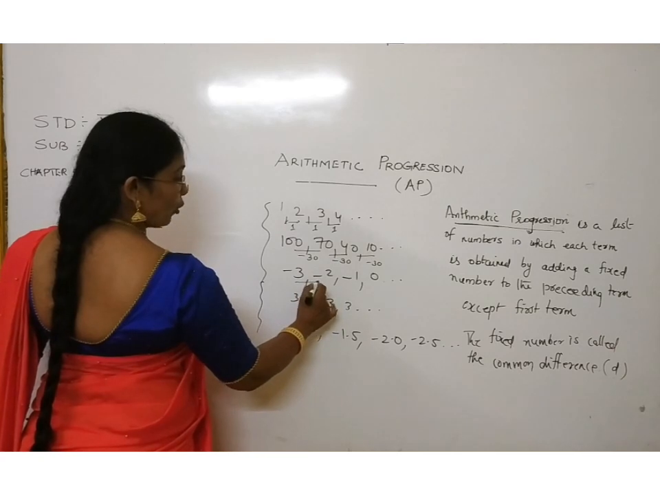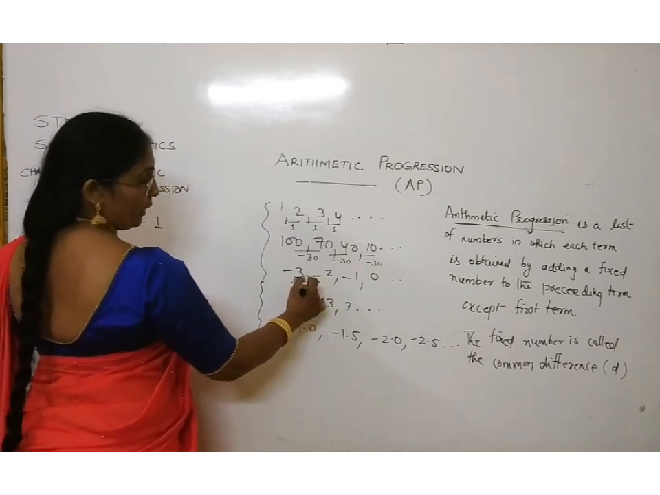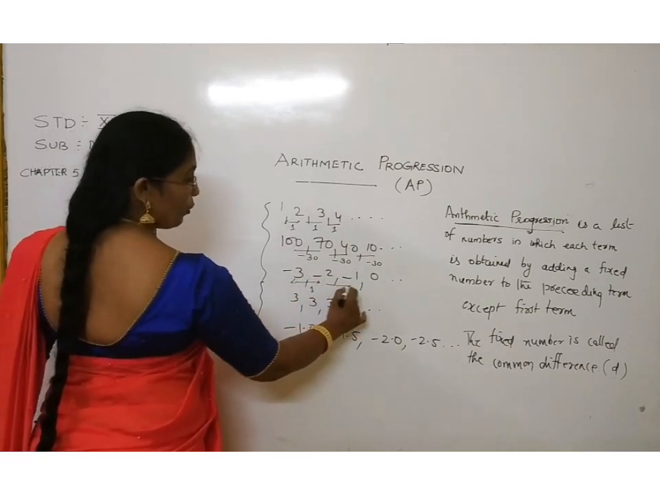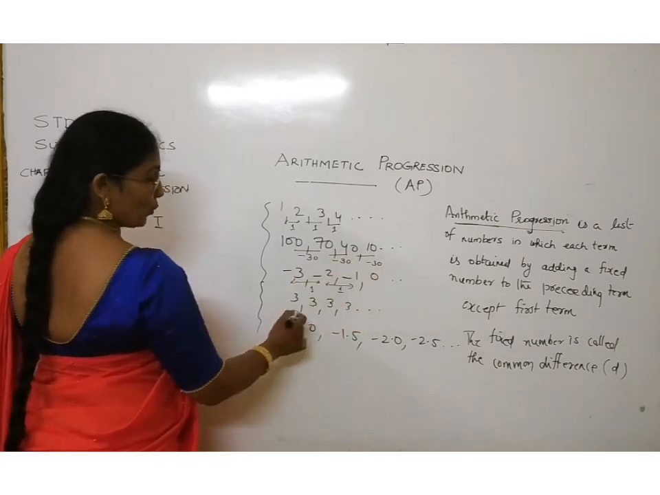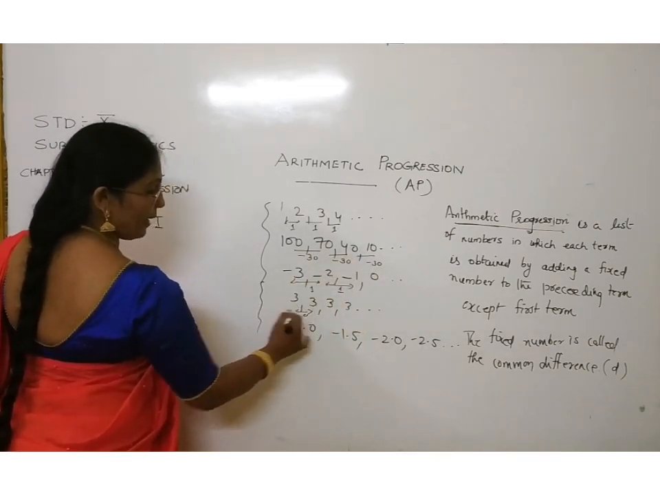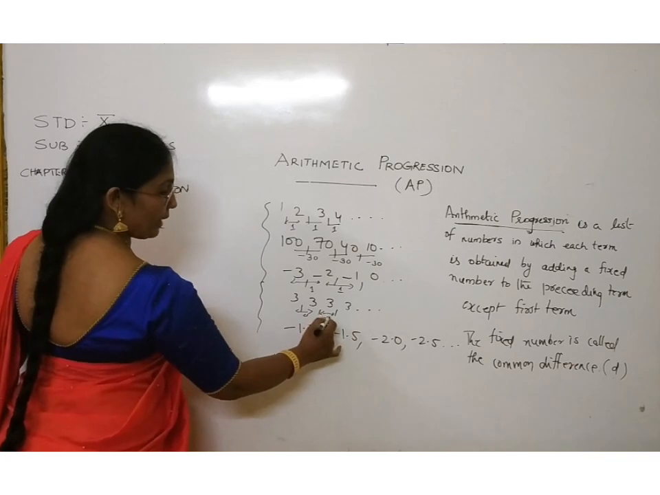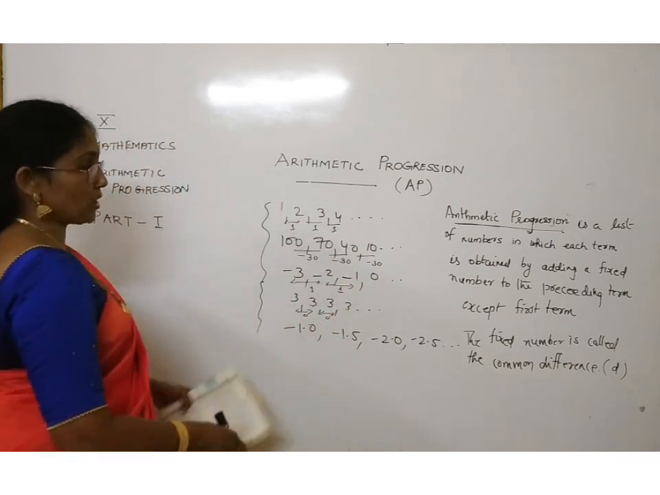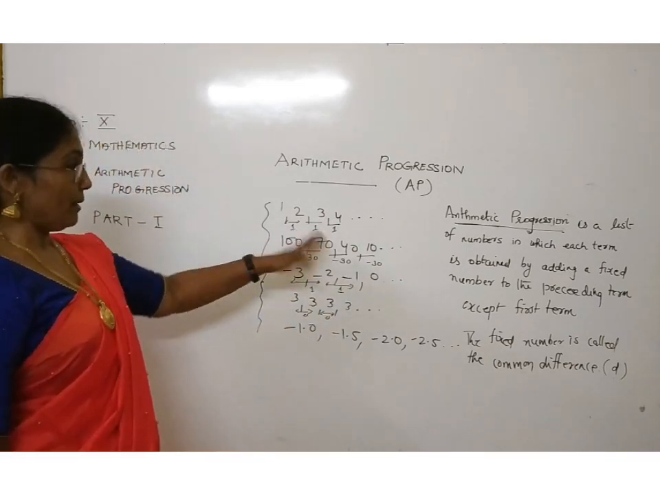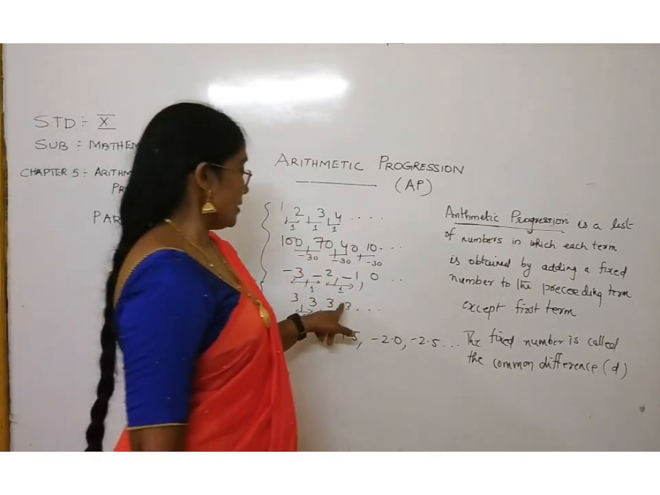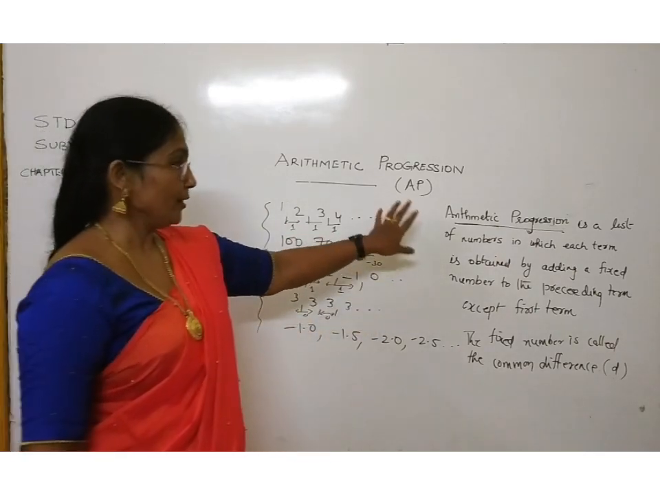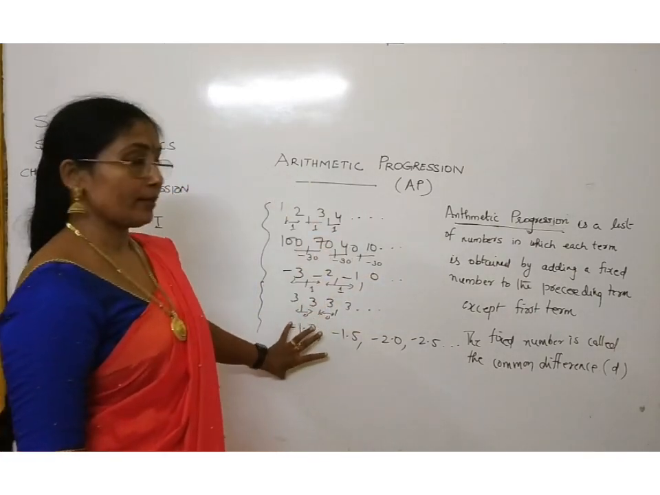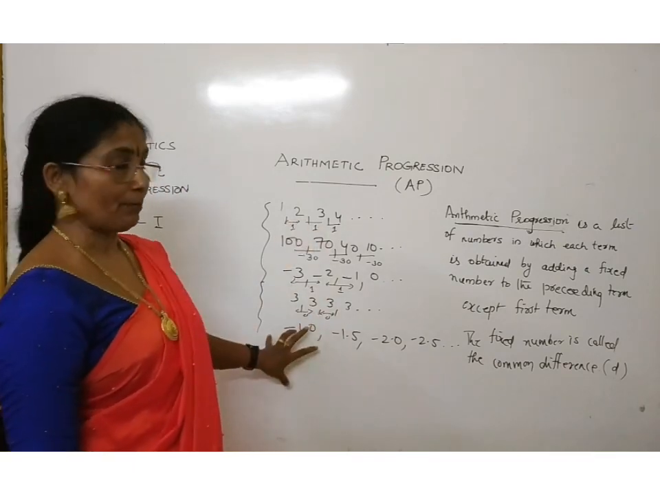And for minus 3 and minus 2, the difference is 1. Here also 1. Like this way this goes on. Here the difference between 3 and 3 is 0. Difference between 3 and 3 is 0. That means the difference between successive terms, the fixed number, is common. Is it right? So we can say that these all are examples of arithmetic progression.